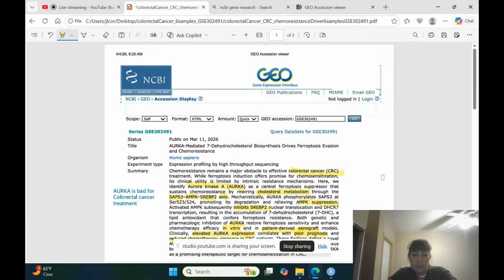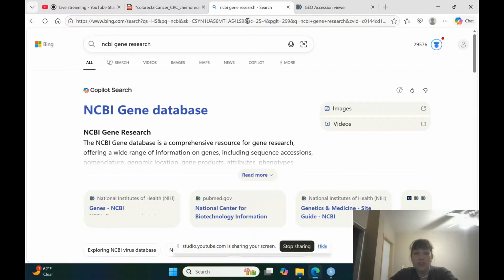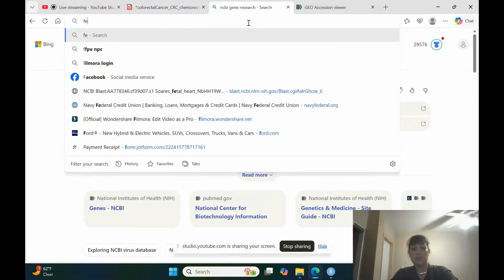While ferroptosis induction offers promise for chemosensitization, its clinical utility is limited by intrinsic resistance mechanisms. Ferroptosis induction promise for chemosensitization. Chemoresistance, ferroptosis. Okay. So that is new to me. I haven't heard this in any of my studies. We're just going to look that up.